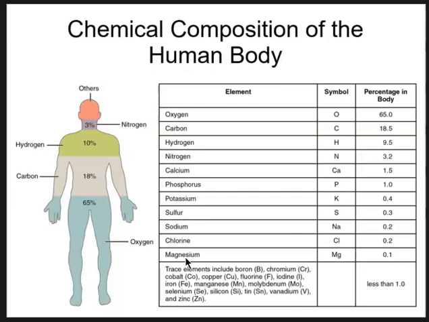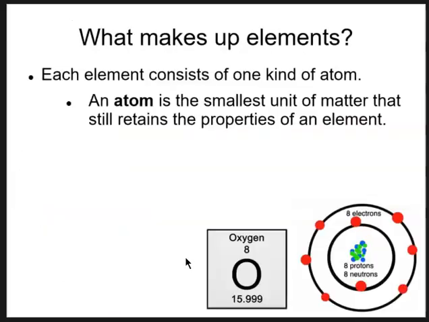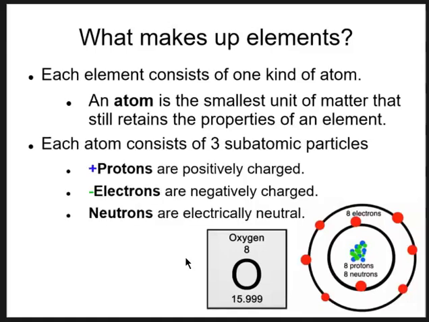And then if we look at an element, something makes up the element. Each element consists of one kind of atom. An atom is the smallest unit of matter that still retains the properties of an element. Each atom consists of three subatomic particles. We have protons, electrons, and neutrons. Protons are positively charged, electrons are negatively charged, and neutrons are electrically neutral.